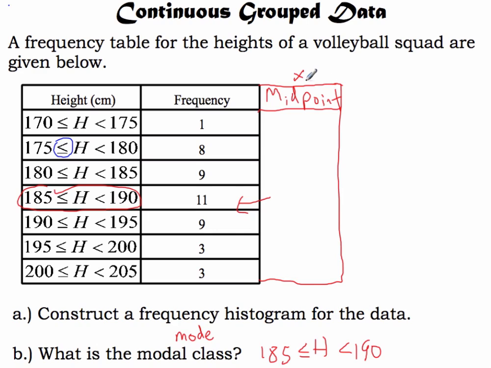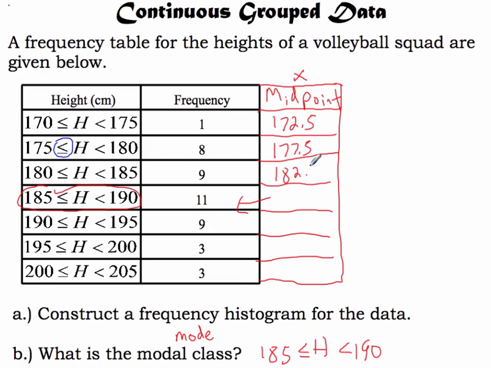We also call that x. I should put that in the chart. So we're going to guess that this person here is 172.5, and we're going to guess that these 8 people are all 177.5 and so forth. So we'll get the midpoints of all these: 182.5, 187.5, 192.5, 197.5, and 202.5. Those are the midpoints.